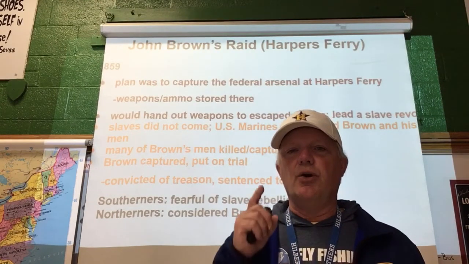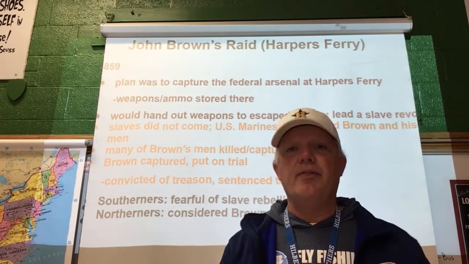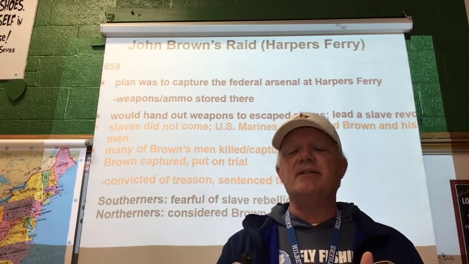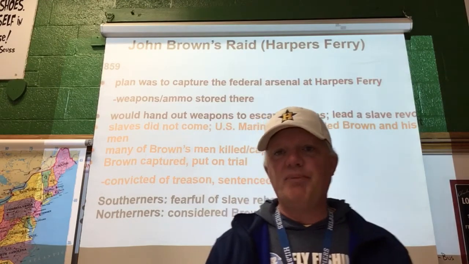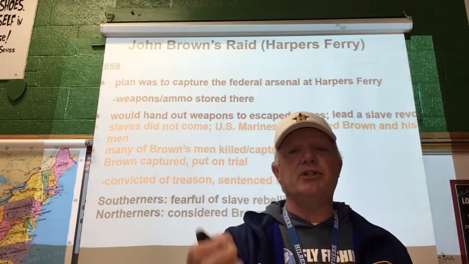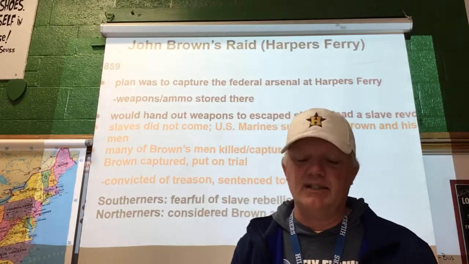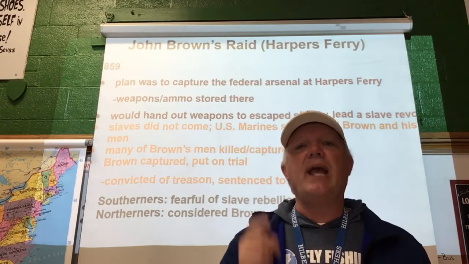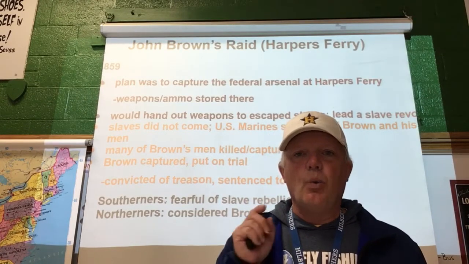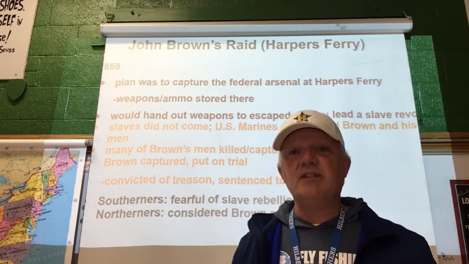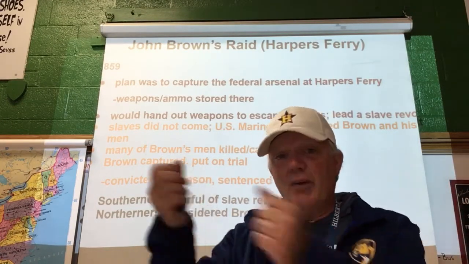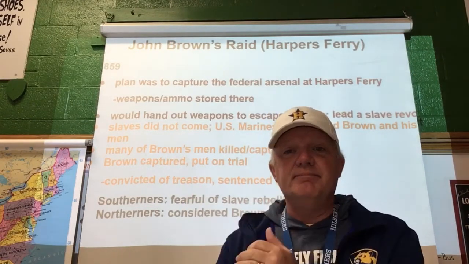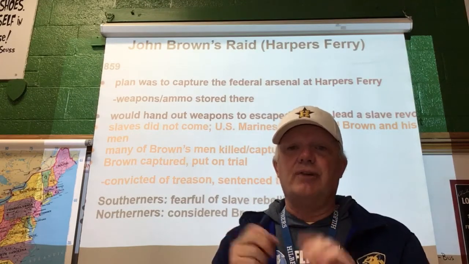His plan is to go to Harper's Ferry, Virginia. That is the site of a government arsenal. An arsenal holds weapons and ammunition. And the thought behind this, and Northern abolitionists funded him in this project, he and his followers, including his sons, captured the federal arsenal. Once they captured the federal arsenal, escaped slaves were supposed to flock there. They would hand out weapons, and then they would go around the South ending slavery. All right, they would lead an armed insurrection.